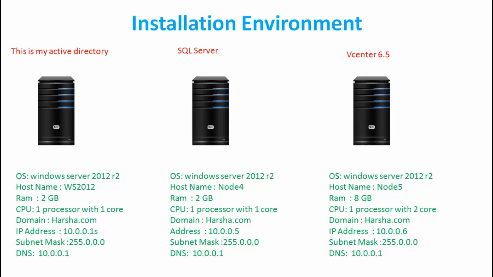Before going into this, let's see the environment. I have three machines. This is my Active Directory, the second machine is the SQL server where I am going to install SQL Server, and this is my vCenter server. Let's see the Active Directory system configuration. I have installed Windows Server 2012 R2, and the Windows host name and IP address configuration are there. You can check the same for SQL server and vCenter. One thing we have observed is that vCenter requires 8 GB RAM and one processor with 2 cores. This is the main thing you need to observe.